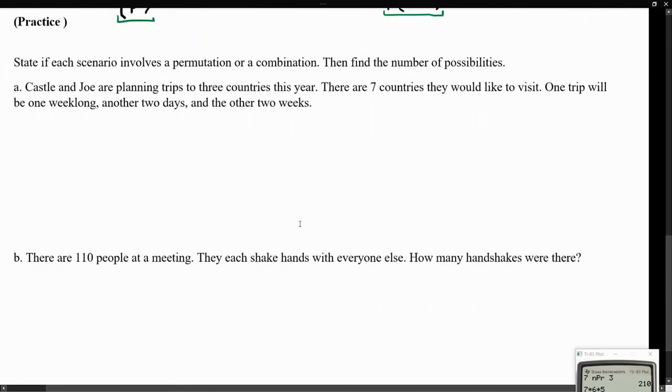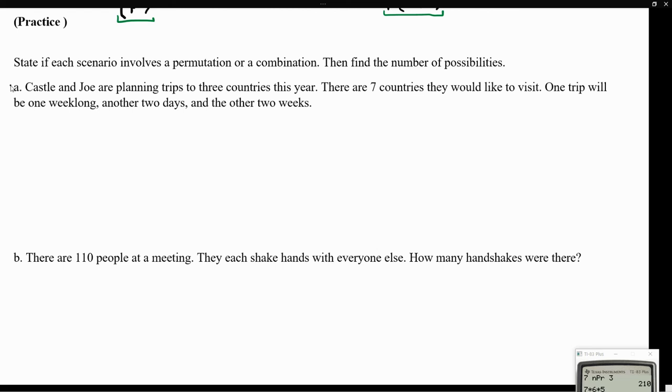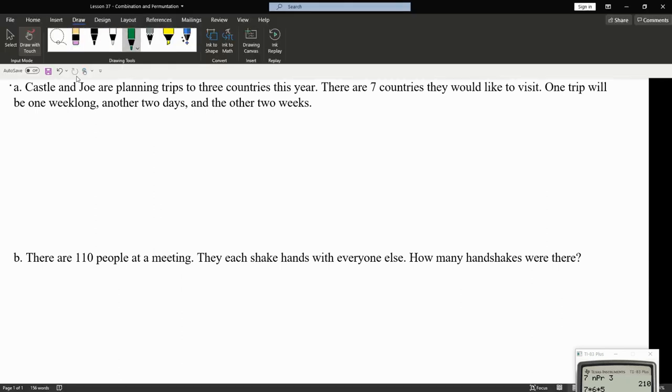The direction says to state if each scenario involves a permutation or combination, and to find the number of possibilities. Under example A, it states that Castle and Joe are planning trips to 3 countries this year. There are 7 countries they would like to visit. One trip will be 1 week long, another 2 days, and another 3 weeks. Regardless of whether it's a combination or a permutation, we have to define the value of n and the value of r.